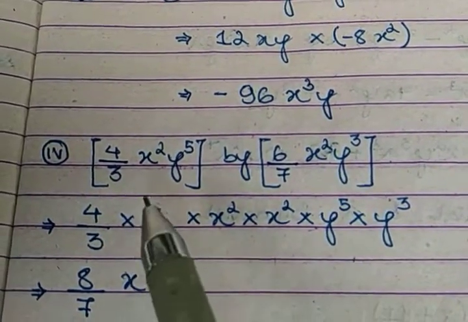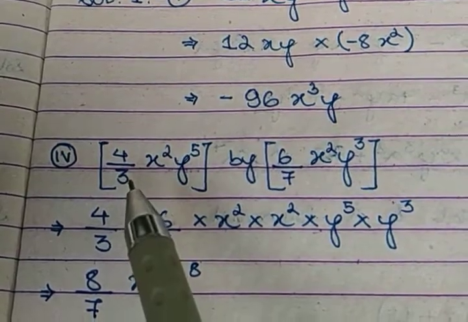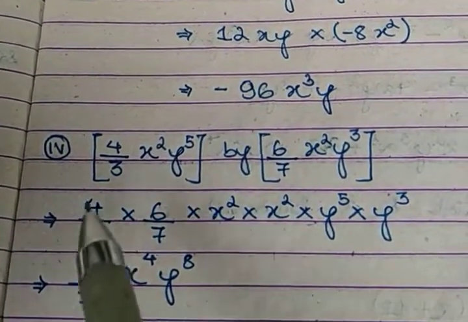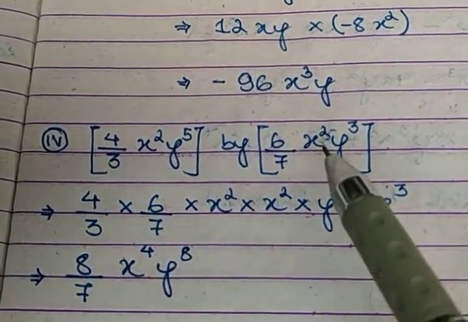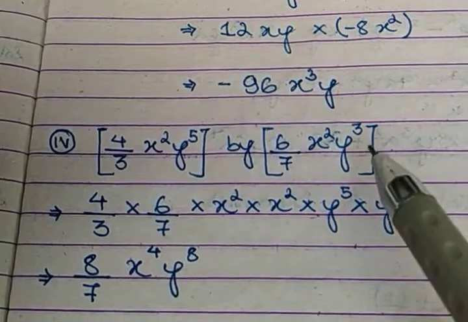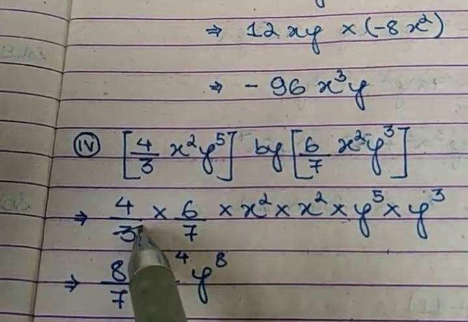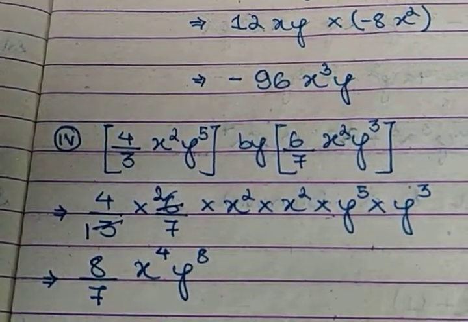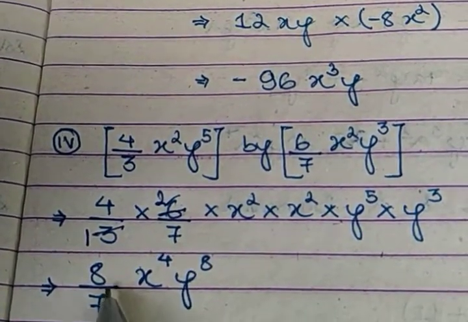So what happens here in the second case? See what I have done here. Simply I have arranged the constants and variables separately. See, 4 by 3 into 6 by 7. See, x squared into x squared, y to the power 5 into y to the power 3. Now what do I see here? 3 1 times 3, 3 2 times is 6, isn't it? So after this, what do I get in the numerator? 4 into 2, so it is 8 in here.